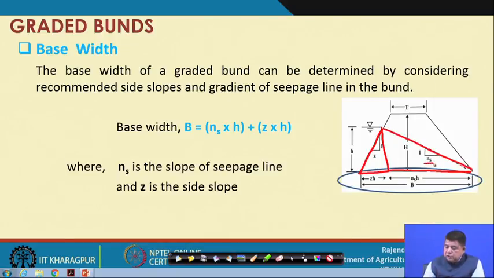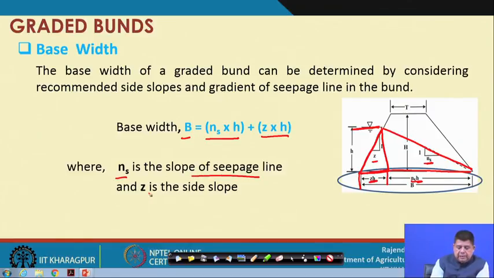So, this slope is n s, this slope is z, and the height is h. Obviously, this is z h, and this one will be n s times h, and that is why the total base width B is n s times h plus z times h, where n s is the slope of the seepage line and z is the side slope.